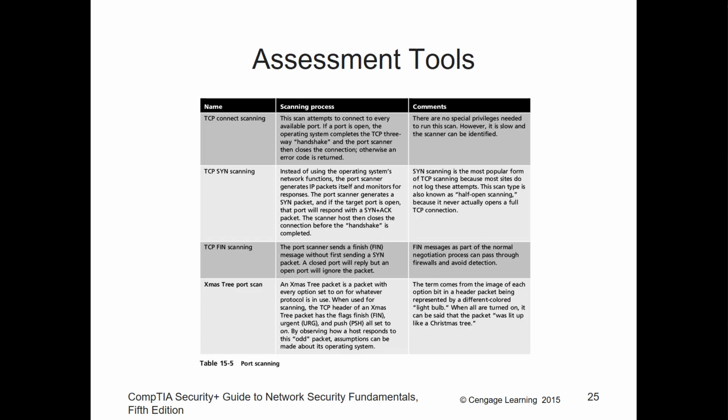There are different ways to see the operational state of a port by doing different types of scanning. Lastly, an Xmas tree port scan is a packet where every option is set to on for whatever protocol is in use. When used for scanning, the TCP header of an Xmas tree packet has the FIN, URG, and PSH flags all set to on, and we can observe how the host will respond to this odd packet and then make assumptions based off of that. You can actually help determine operating system by using the response.